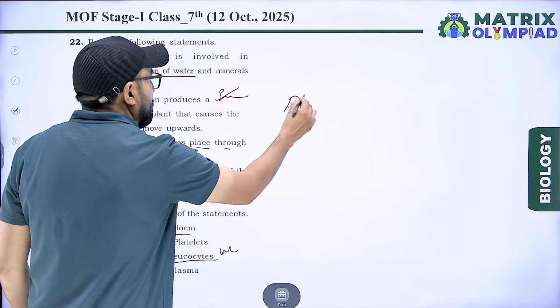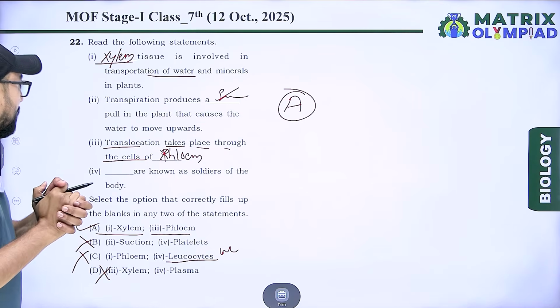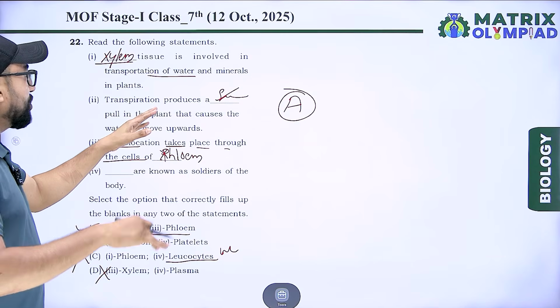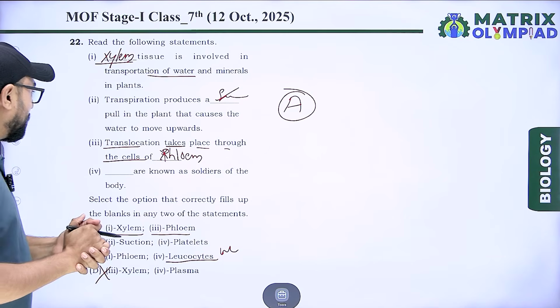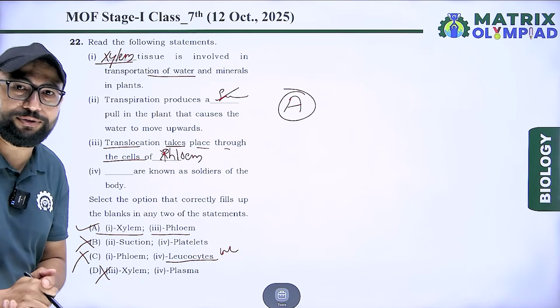So right answer is option A. Option A is correct for these statements. Xylem helps in conduction of water and mineral, that is right. And third, translocation takes place through the cells of phloem.